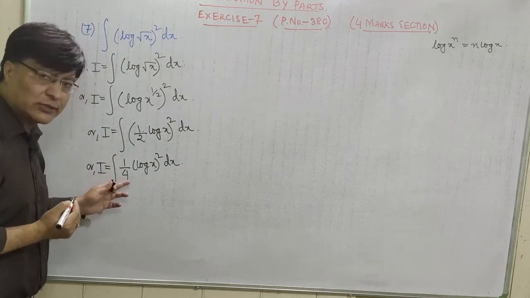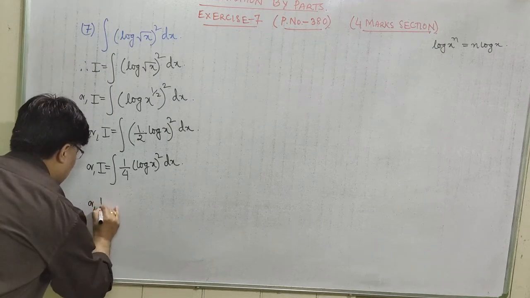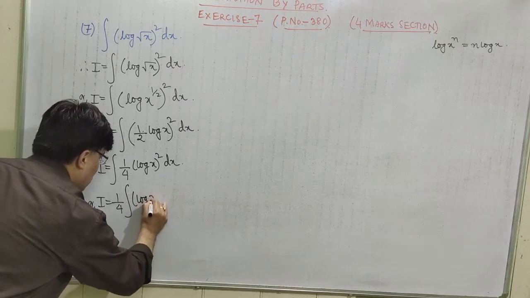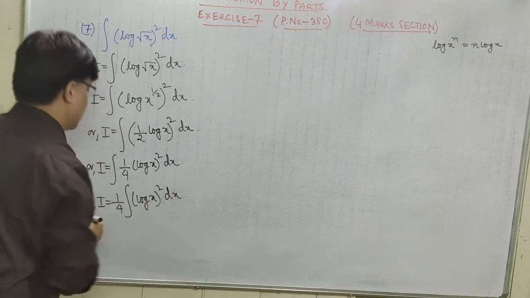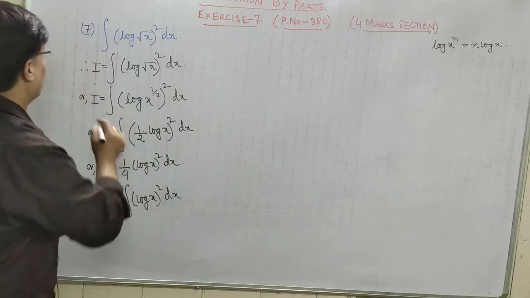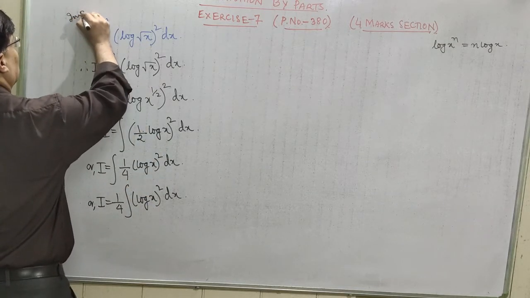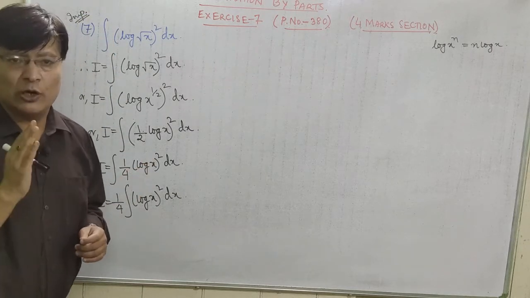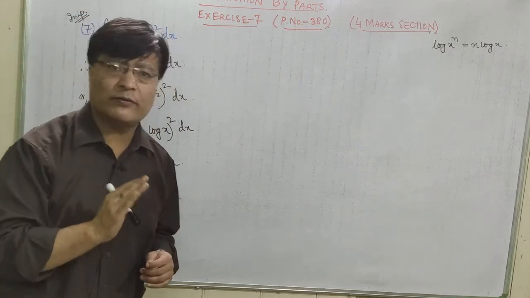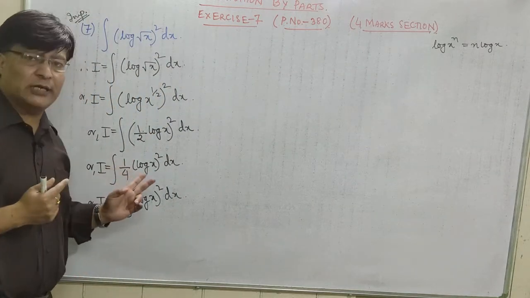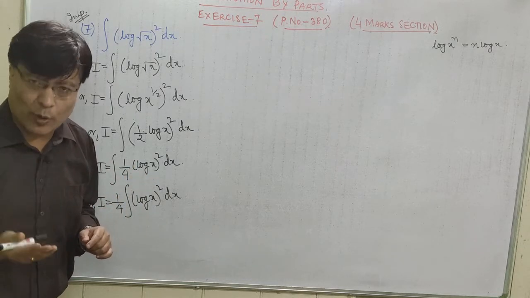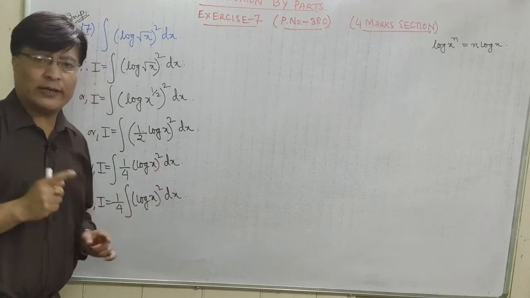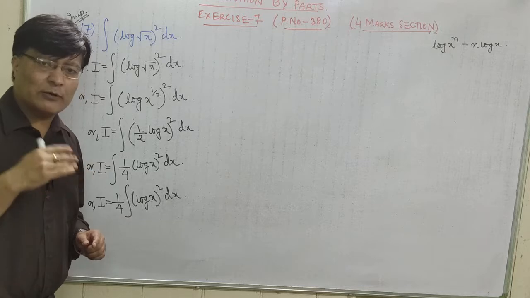Next, 1/4 is constant, you can take it outside the integration sign. So I is equal to 1/4 integration of log x whole square dx. So this question is very, very important. You can mark it. So now you can use integration by parts here. Log x whole square is the only logarithmic function out here. But there are two functions here, log x whole square and 1. So actually 1 is x to the power 0. That is your algebraic function.